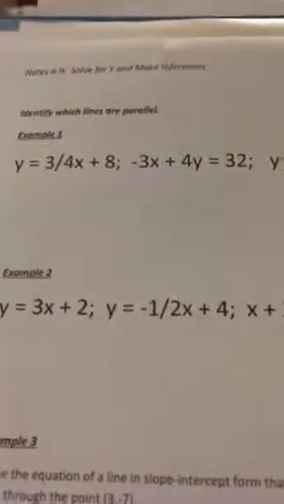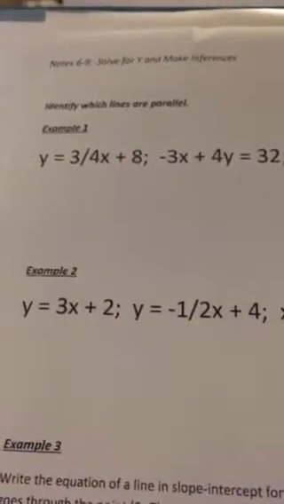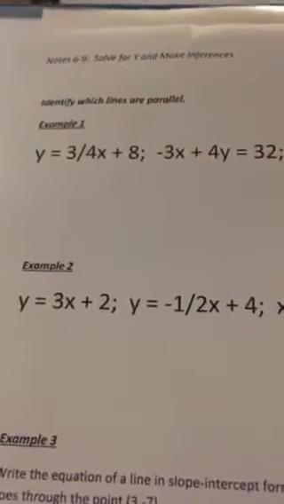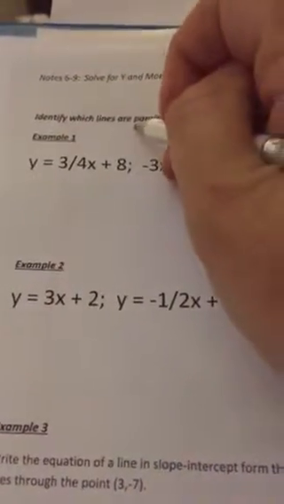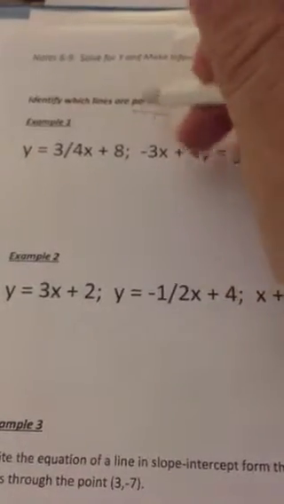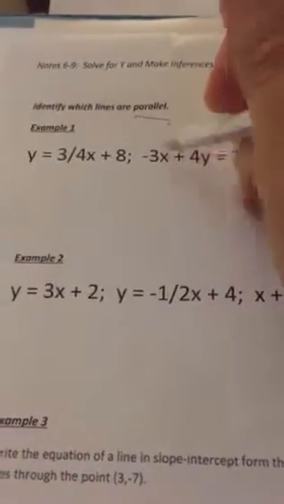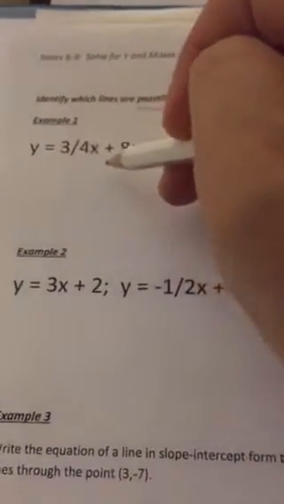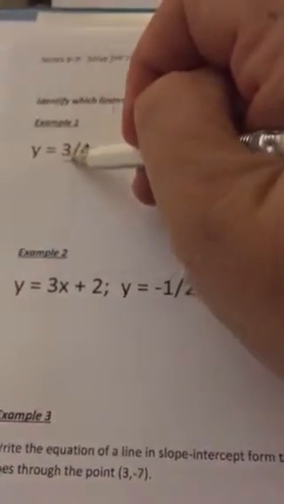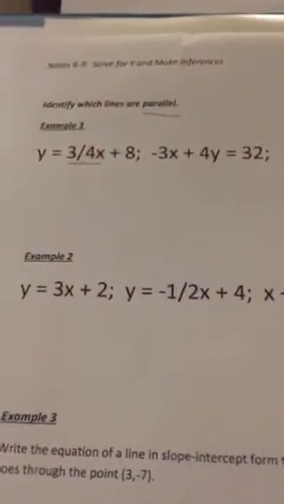Hi, these are the notes for lesson 6-9, which are solve for y and make inferences. So it says to identify which lines are parallel. And remember, with parallel lines, they have to have the same slope. So if I look at this first one right here in example 1, it says y equals 3/4 x plus 8. The slope is 3/4.